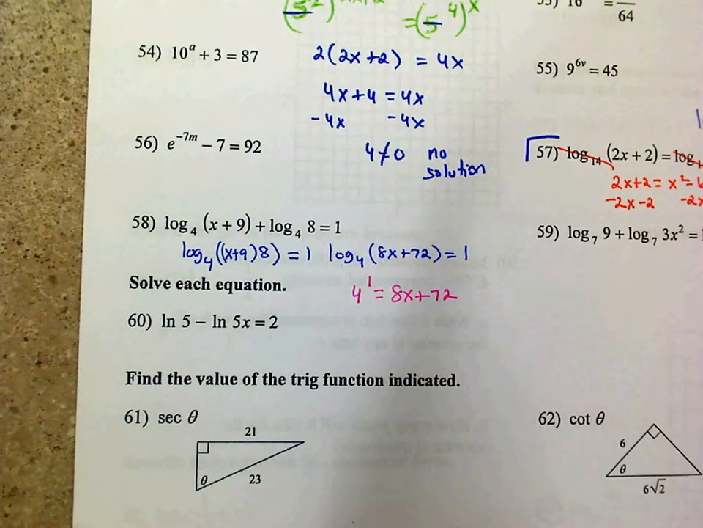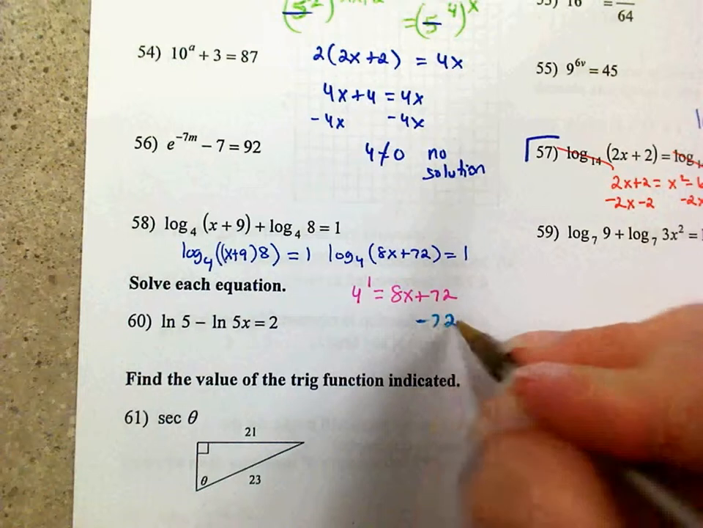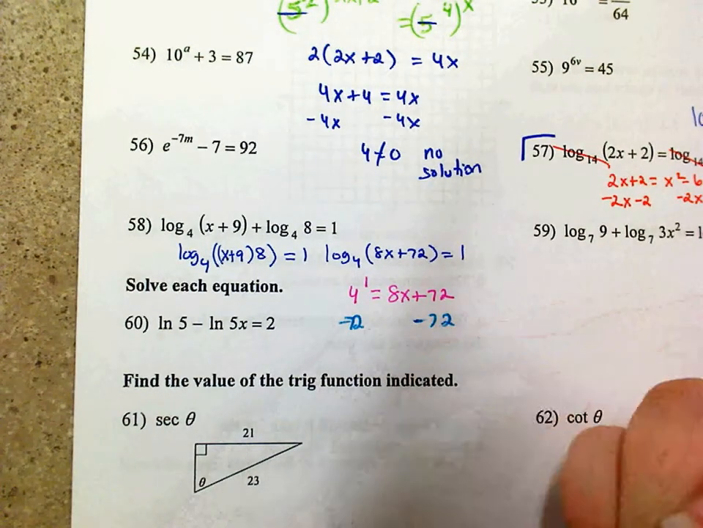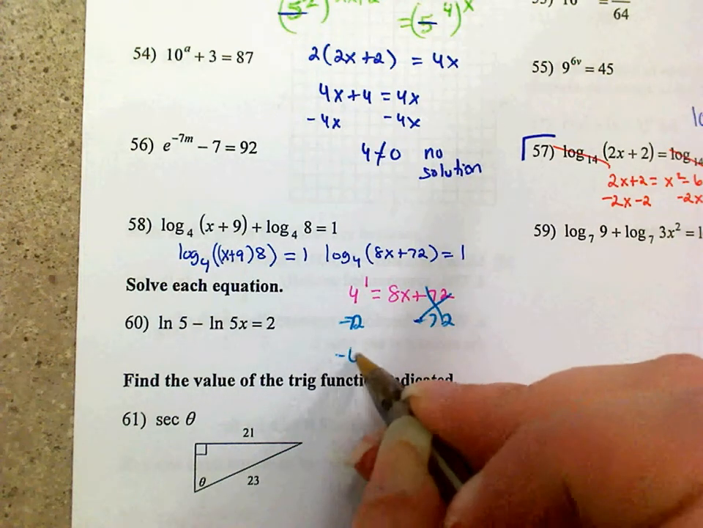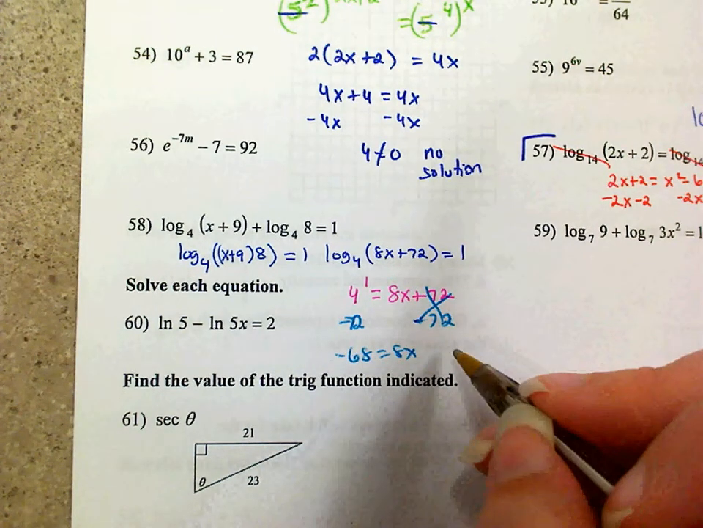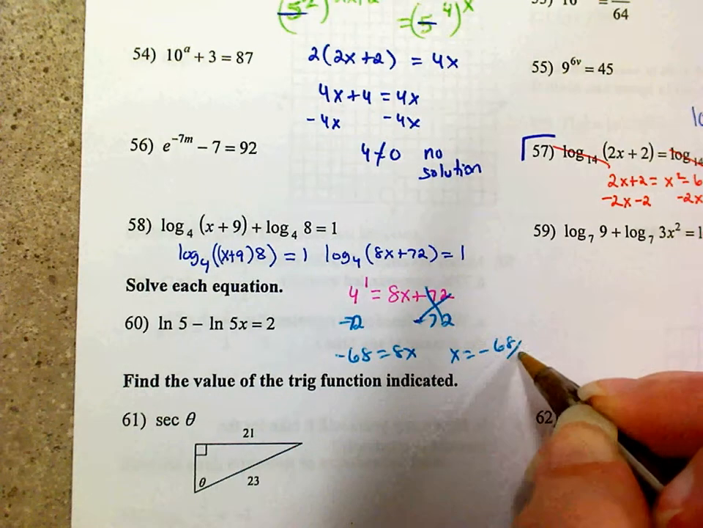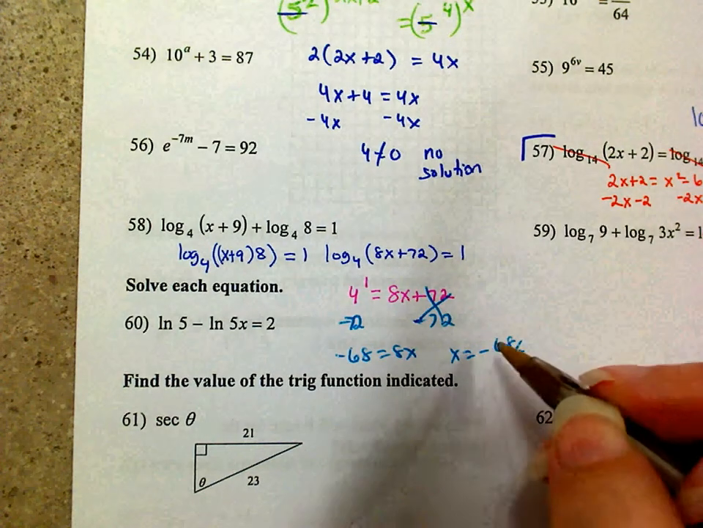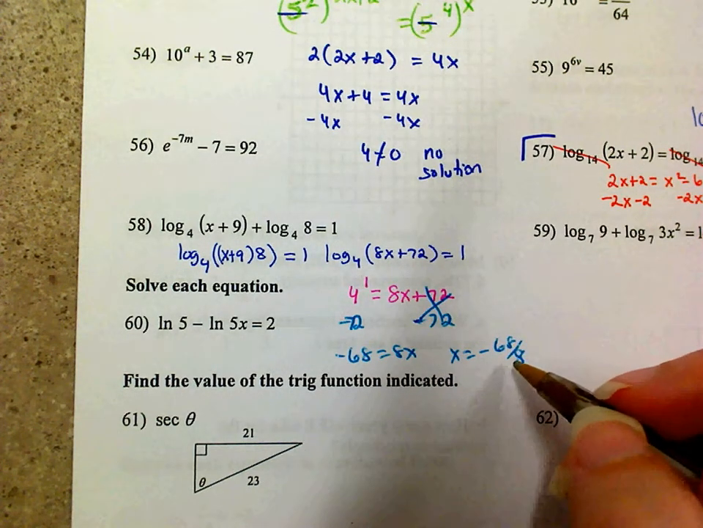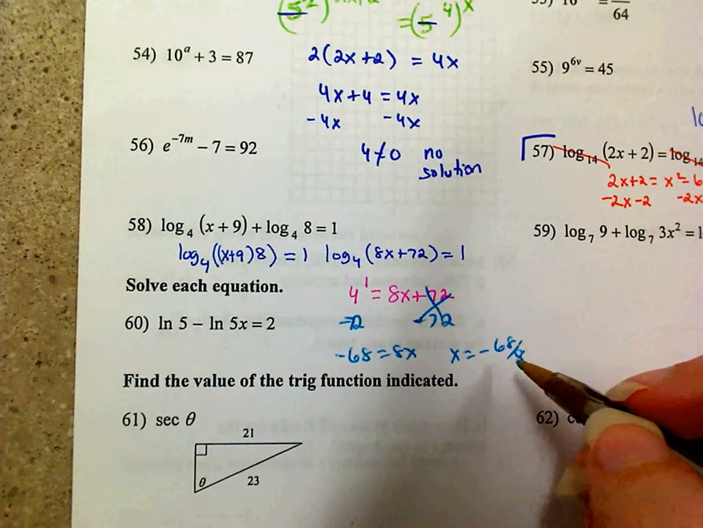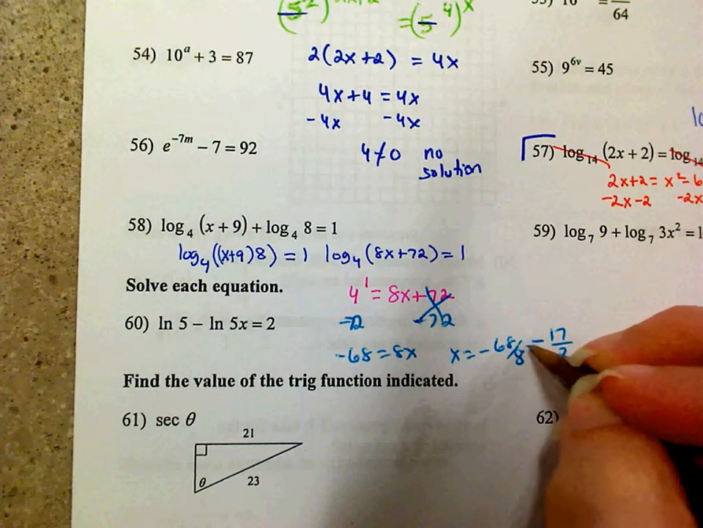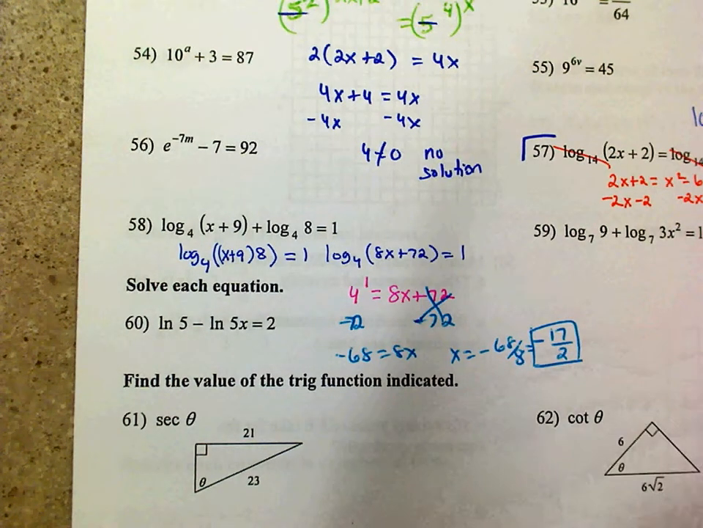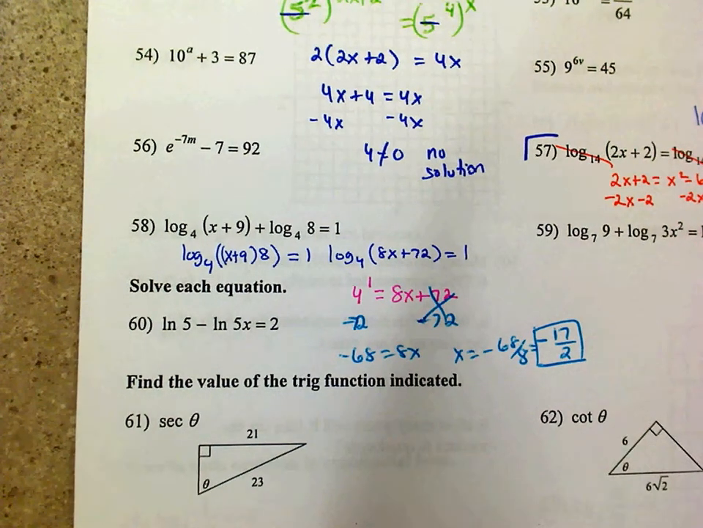So I would minus 72 and get a negative 68 equals 8x. So x equals a negative 68 over 8. That's 34 divided by 2. That's 17 divided by 4. So negative 17 halves. I'm not sure of the answer, I think, if I got my simplification correct.